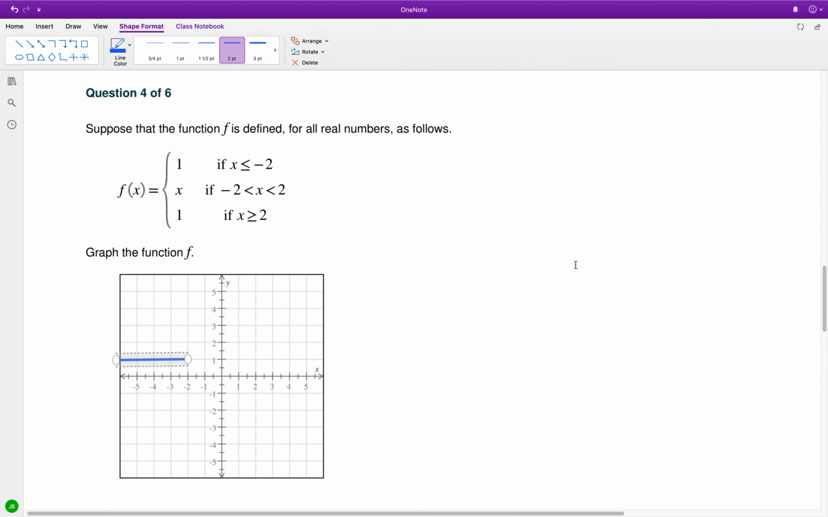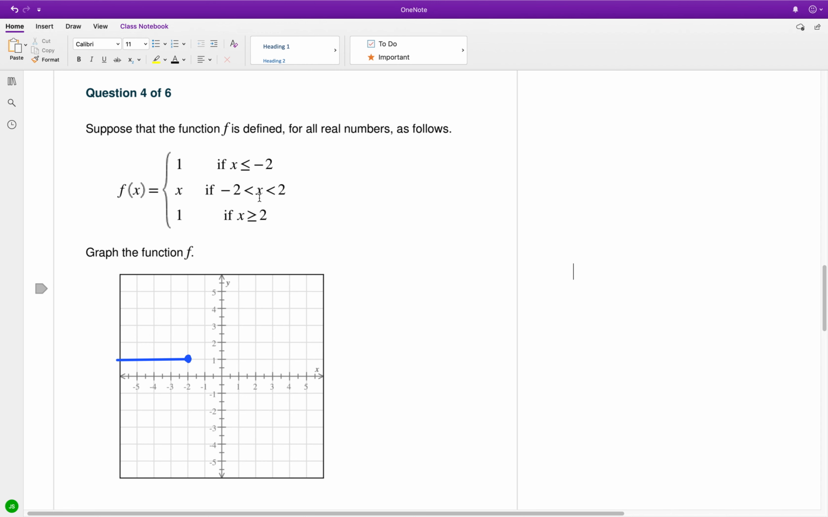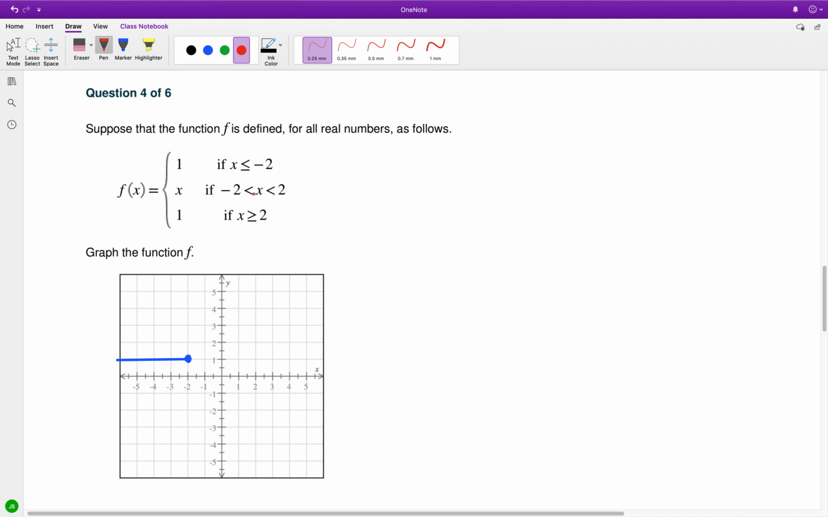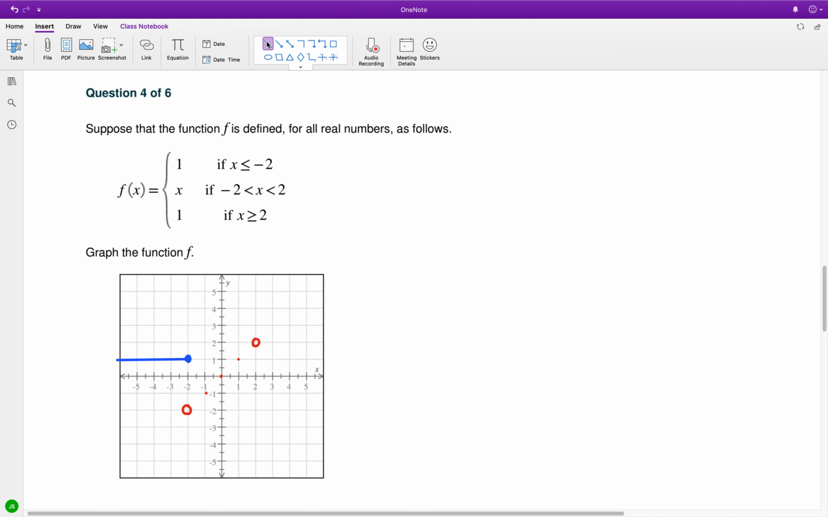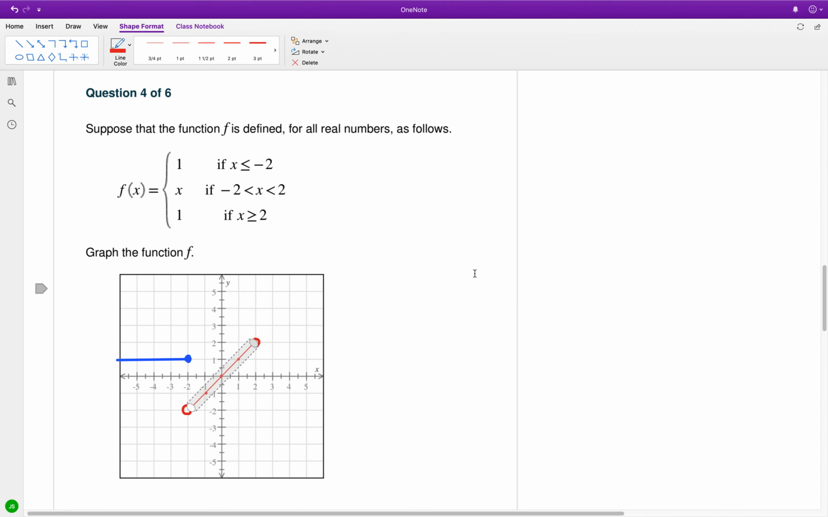Then we have f of x is equal to x if -2 is less than x is less than 2. Now if you notice, we have -2 is less than x, so when y is equal to -2 and x is -2, I'm not going to have a solid point, instead I'm going to have an open circle. Likewise, where y is equal to 2 and x is 2, I'm going to have another open circle, and we have just everything else in between. You have like (0, 0), (1, 1), (-1, -1). So the second portion is a line segment between the open circles.